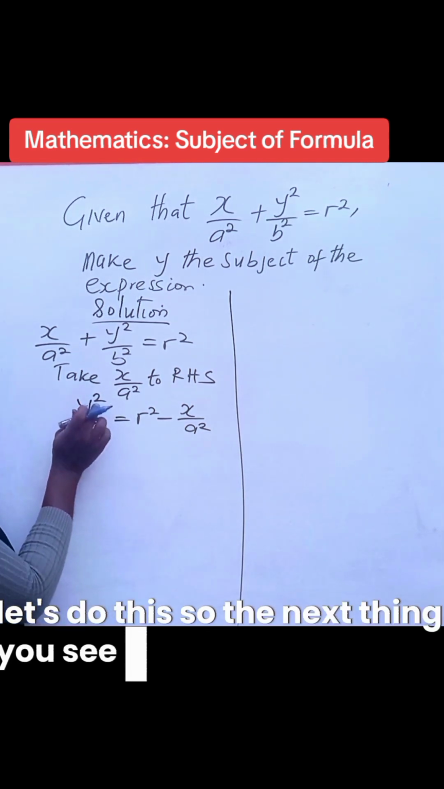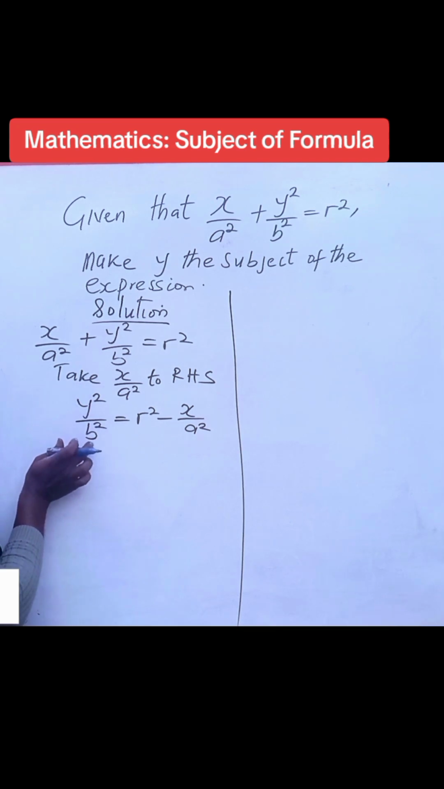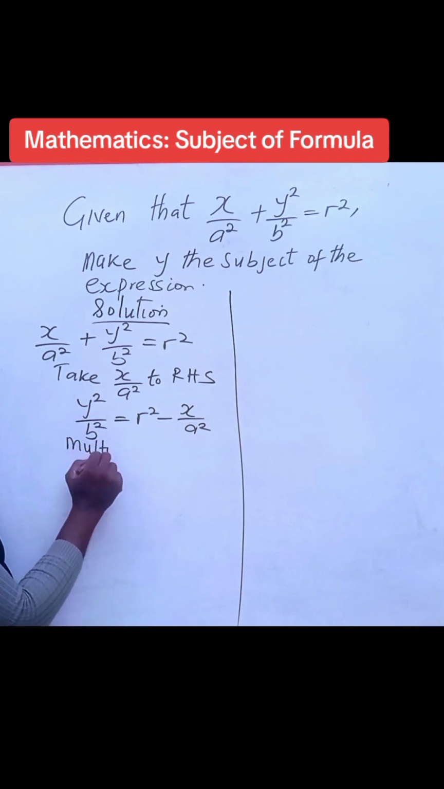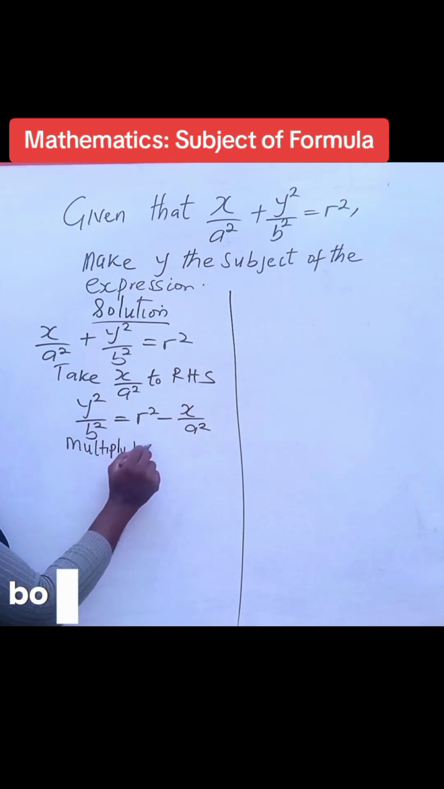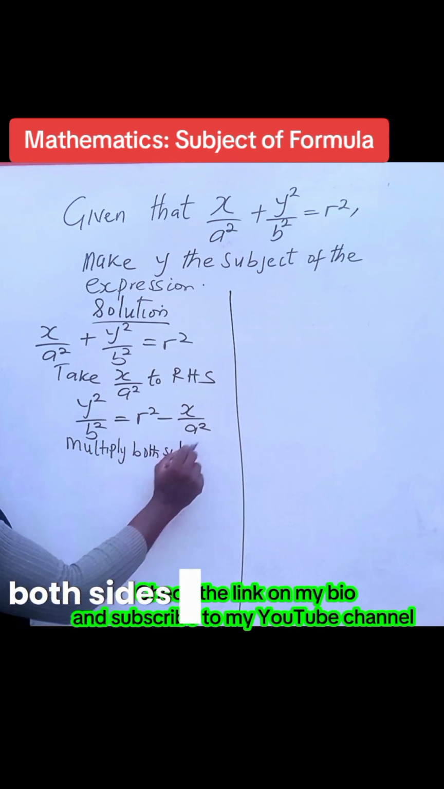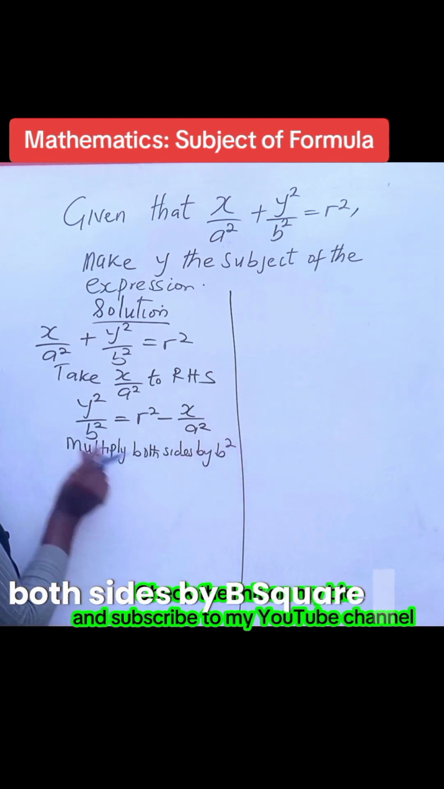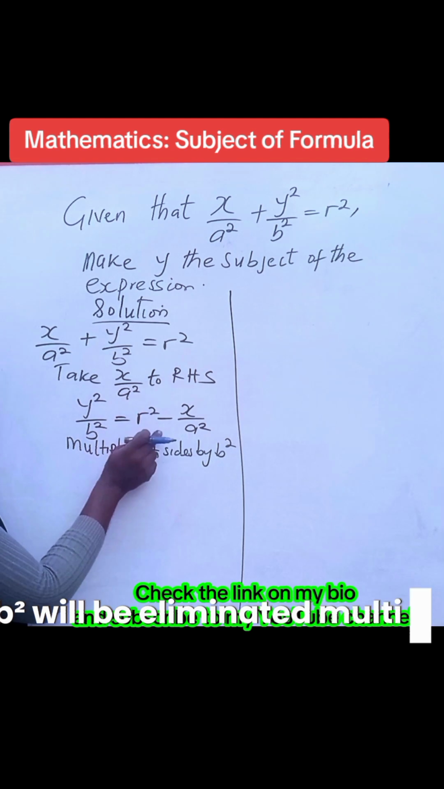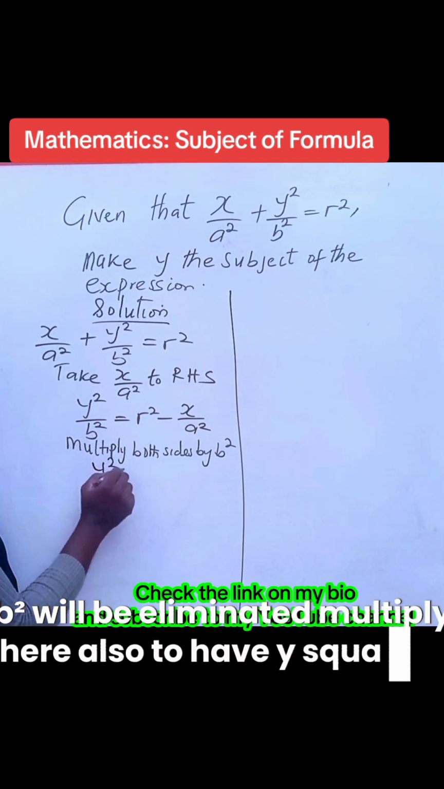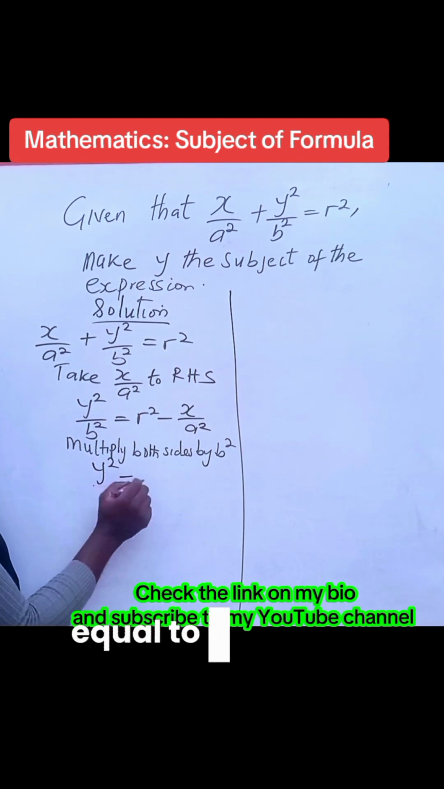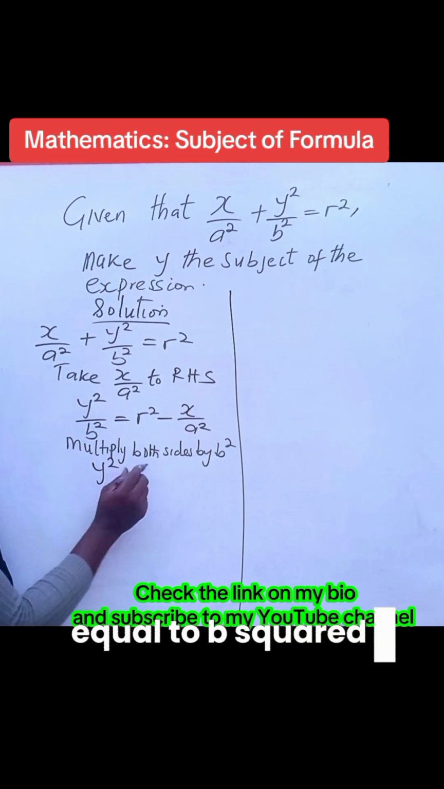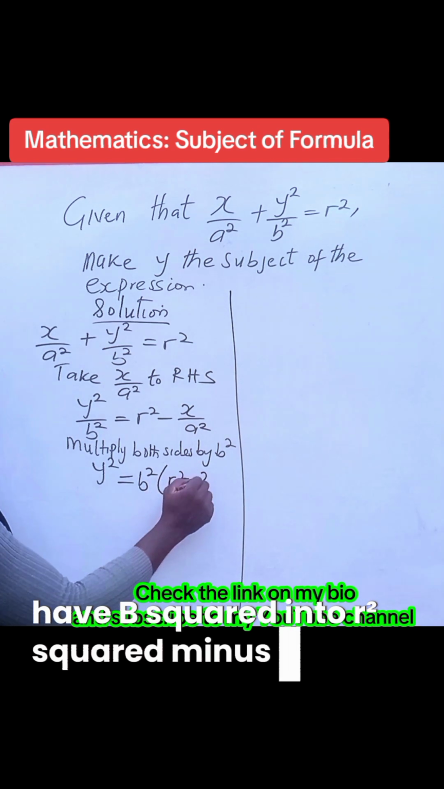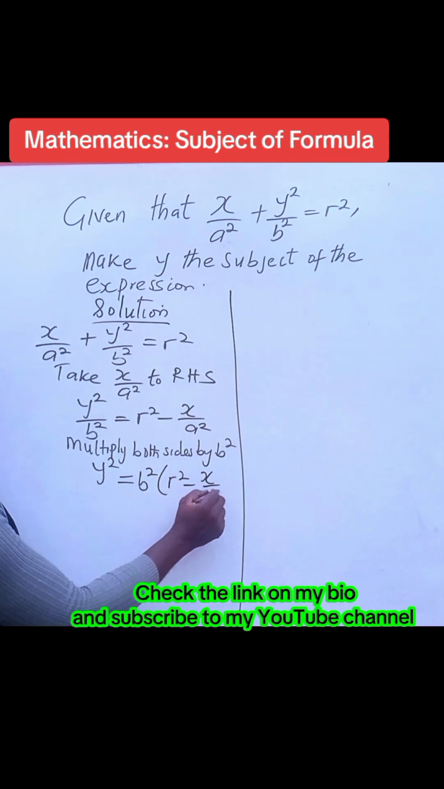So the next thing you see, put your eye on y. You have to remove b squared. So you remove b squared, say multiply both sides by b squared. So when you use b squared to multiply this place, b squared will be eliminated. You multiply here also. So we have y squared equal to b squared into r squared minus x squared over a squared.